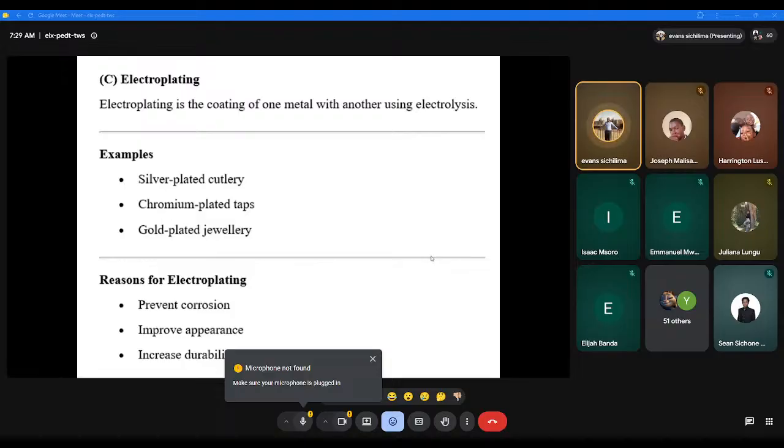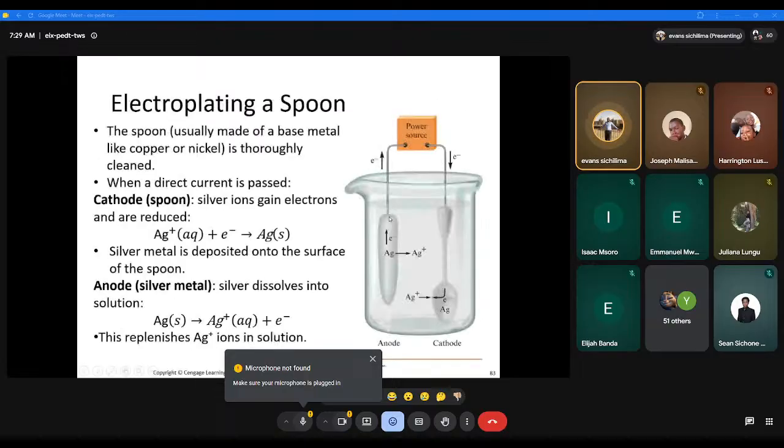So the reasons for electroplating mostly are to prevent corrosion and improve appearance, as well as increase the durability of that particular metal that you're trying to electroplate. Then also, here is a typical example of what an application of electrolysis might look like, specifically electroplating.